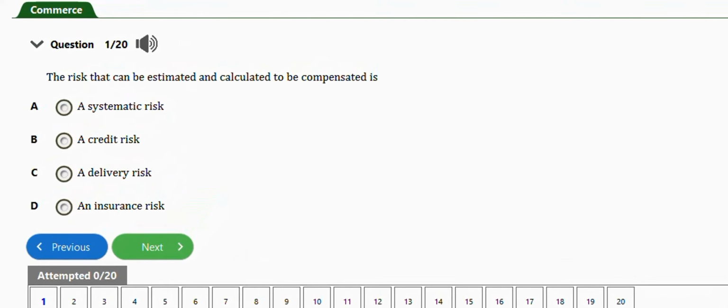In this video, we're going to learn how to solve these JAMB commerce problems under principles of insurance. So guys, we have about 18 to 20 repeated questions to practice in the video. Let's get started. The first question I have here says, the risk that can be estimated and calculated to be compensated is: systematic risk, credit risk, delivery risk, or insurance risk. So the right answer is option D, which is insurance risk.